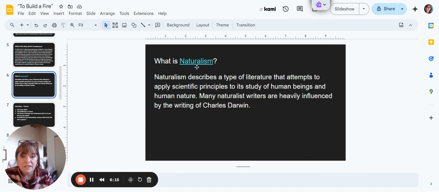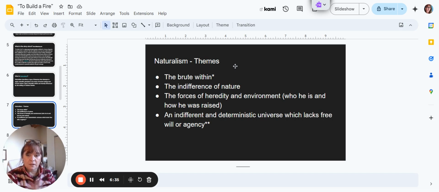All right, what is naturalism? Naturalism is an era of writing, and it's also a type of literature. It attempts to apply scientific principles to its study of human beings and human nature. Many naturalist writers were heavily influenced by the writing of Charles Darwin.